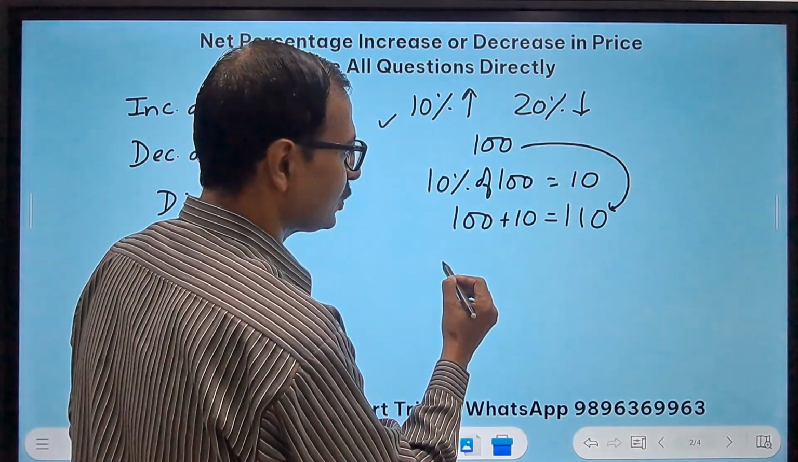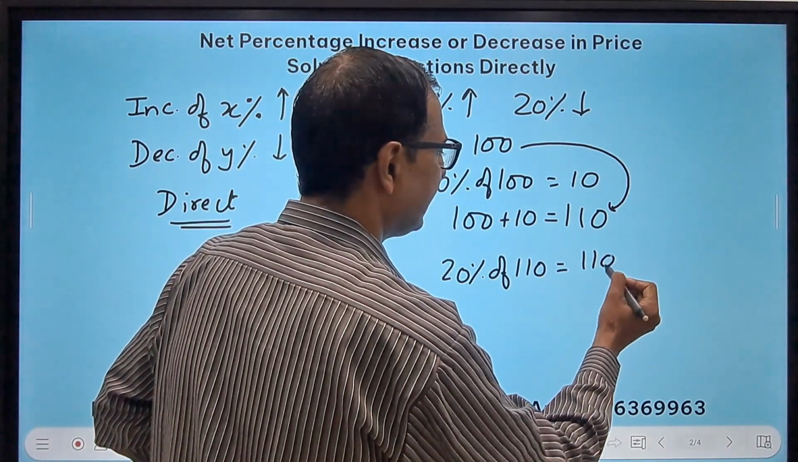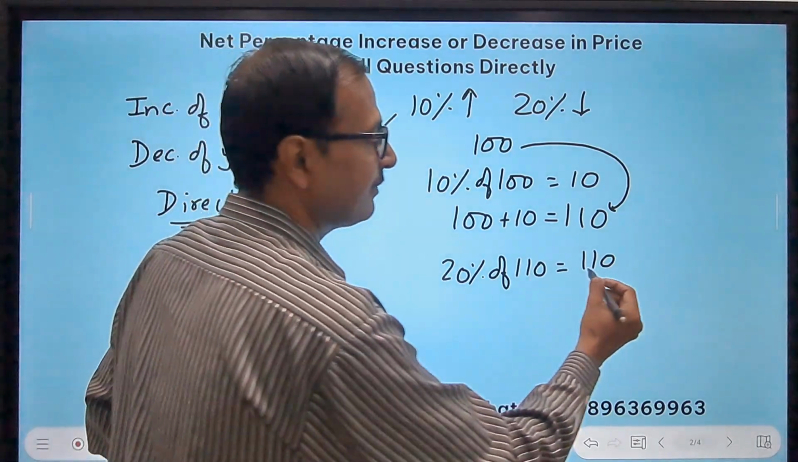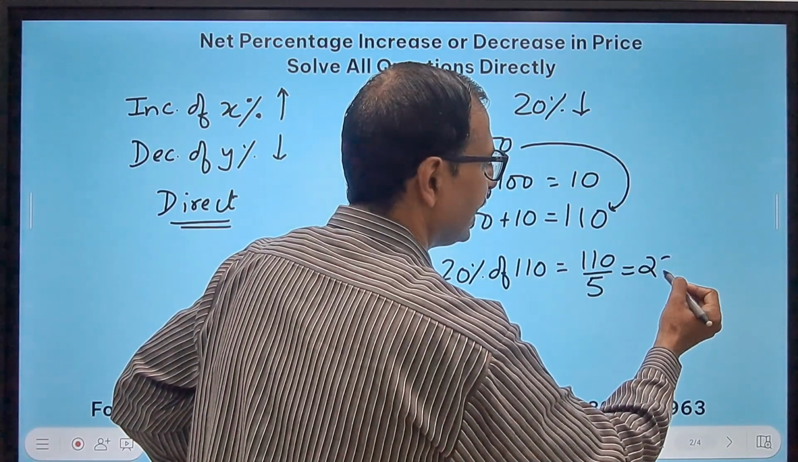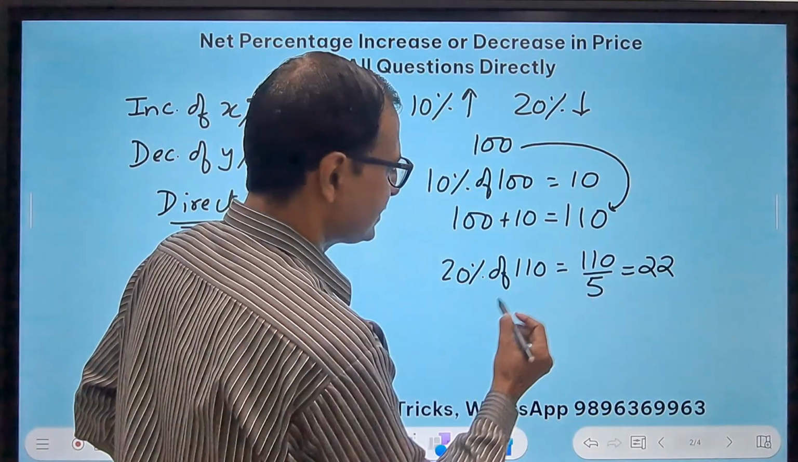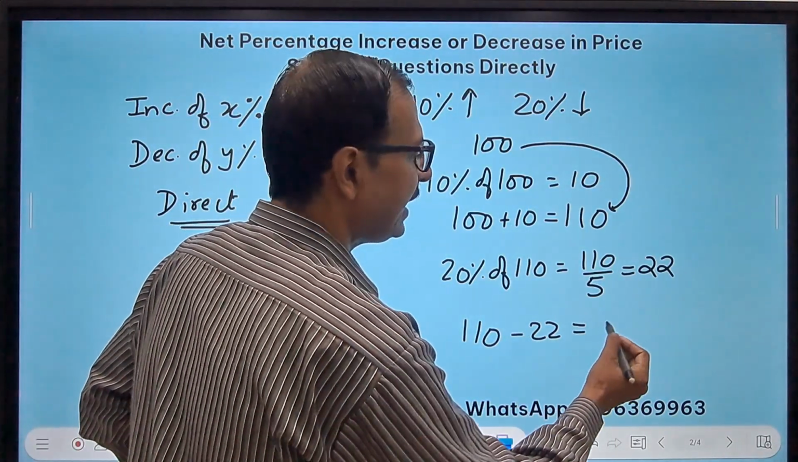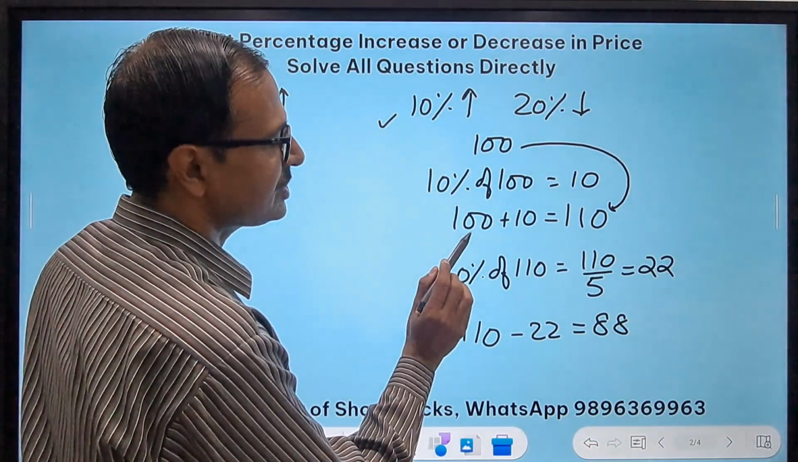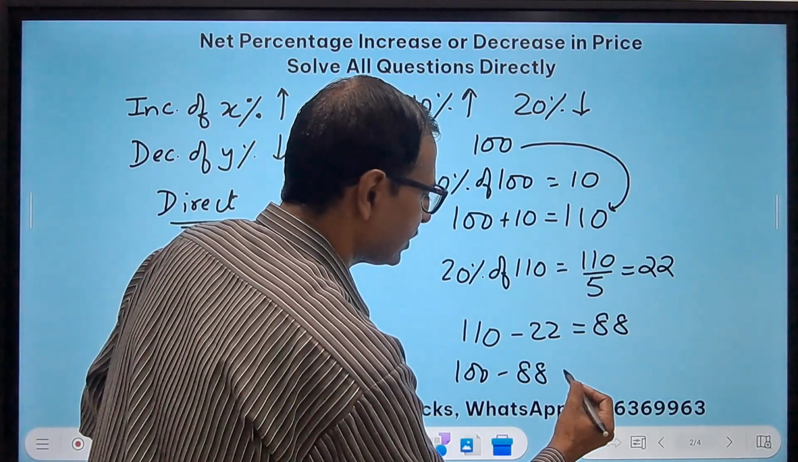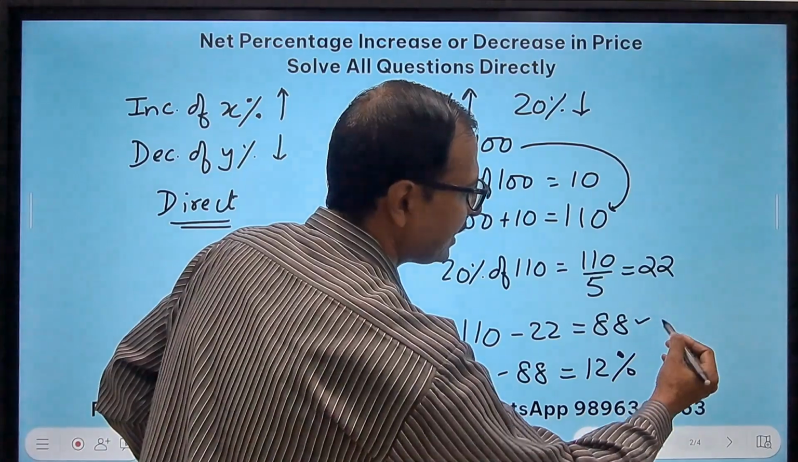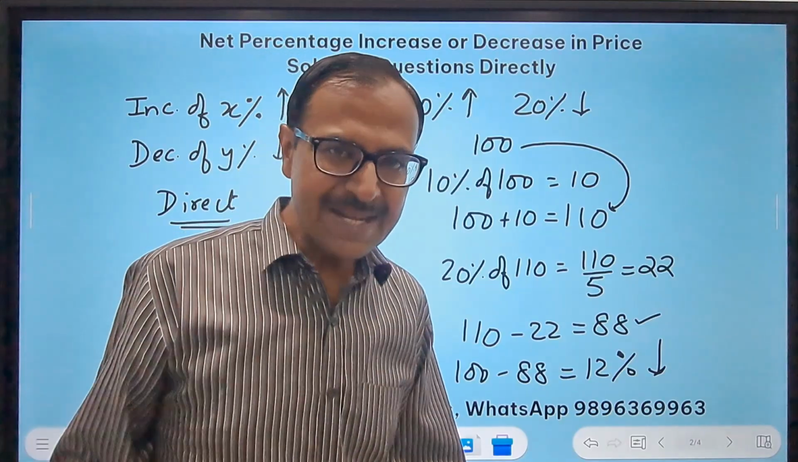Now 20% decrease. So you will find 20% of 110. Even if you are really quick, 20% is 1/5. So you will divide this by 5 and you will get 22, right? So what is the new price? 110, now this was a decrease, so minus 22, and this gives us 88. So net percentage increase or decrease, 100 becomes 88. So 100 minus 88 is what? 12%. And since it became 88, it is a 12% decrease, right? Now this is what we will do traditionally.